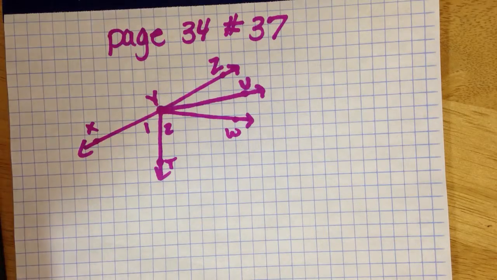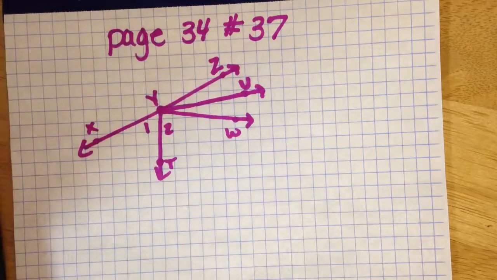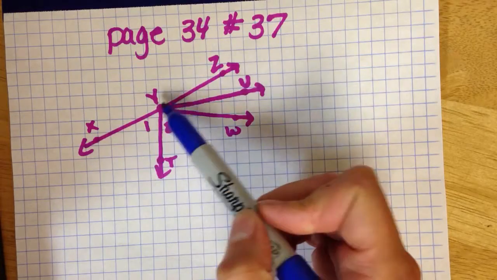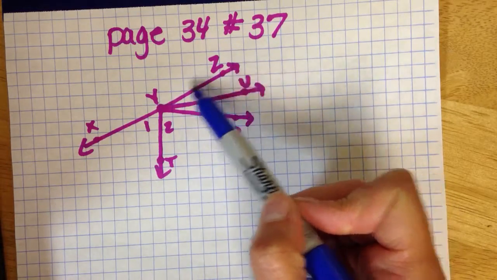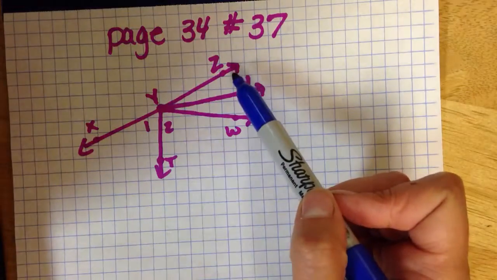Okay, question number 37 on page 34. There's a lot of directions. The first direction tells you that YX and YZ are opposite rays. That means they share a point, and they go in completely opposite directions, and so X, Y, and Z form a straight line.